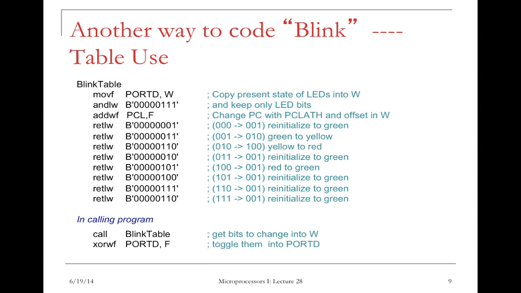And we spent some time talking about the other way to code this blink. We use a table, and this table will be accessed. The value on port D will determine which return instruction will be executed. That return instruction will bring back 2 ones in W so that port D will be XORed to generate the correct LED control bits.